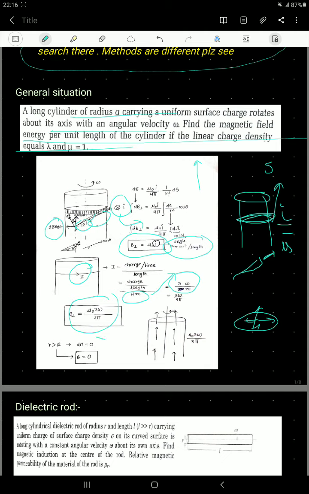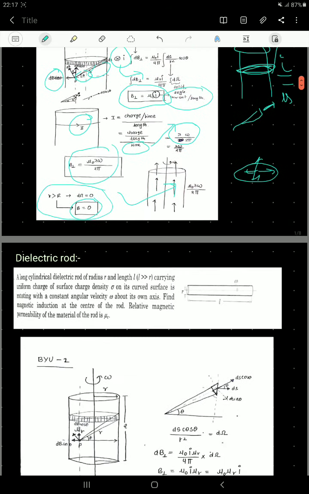And I know for any point outside the cylinder, the solid angle would be 0. So we can write that the field would be 0. Here is the diagram of how the field would look. It would be present everywhere inside the cylindrical region.